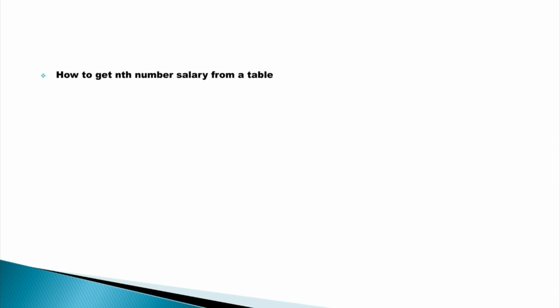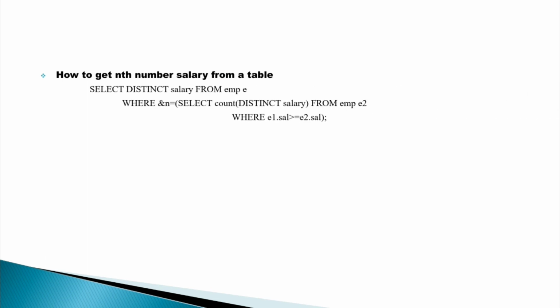Next one is how to get the nth salary from a table. Also, one more question comes up: how to get the third max salary and second max salary from a table. This is the syntax for how you can get the nth salary from a table. Here we are selecting distinct salary from the employee table, and we are referencing the same employee table with the alias E2.